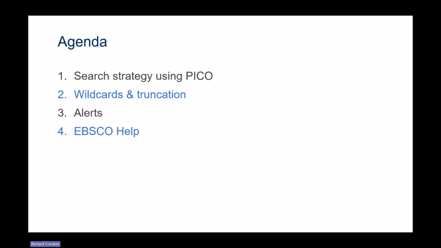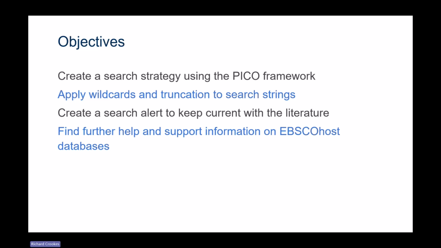So we'll look at the search strategy using the PICO framework. We'll explore wildcards and truncation, how we can apply those to our search. We'll also look at setting up alerts once we've run the search, and also where you can go for more support information, etc. Okay, so I hope that's what you're expecting in terms of the framework for this session.